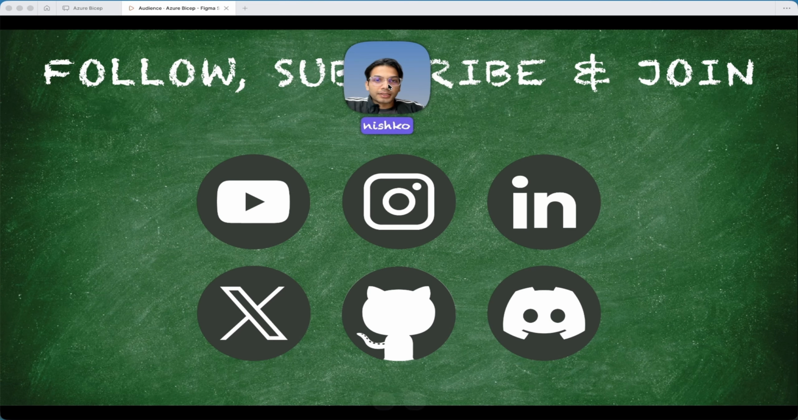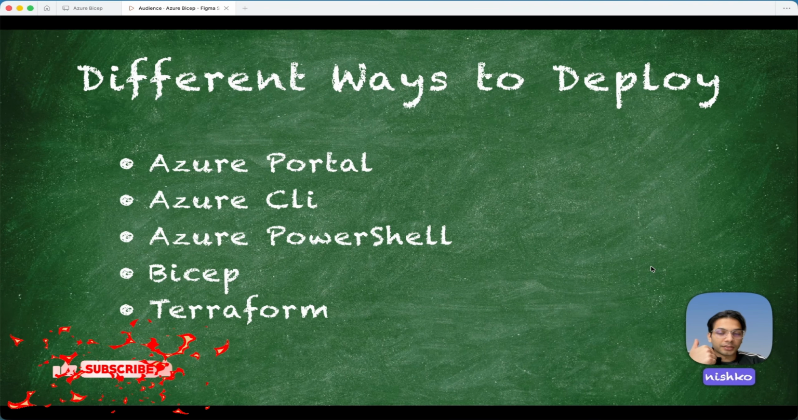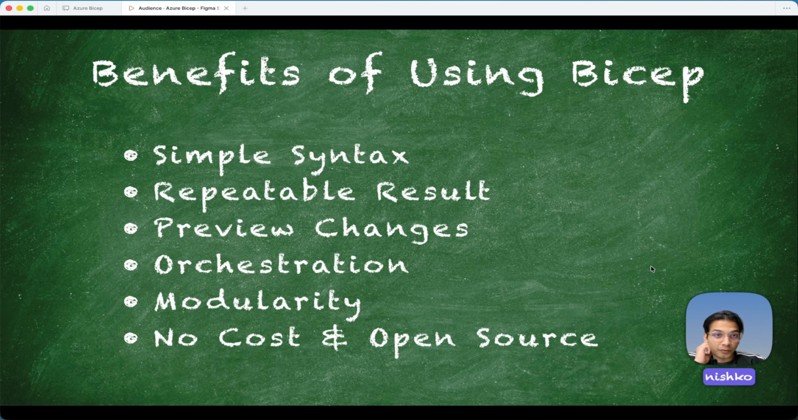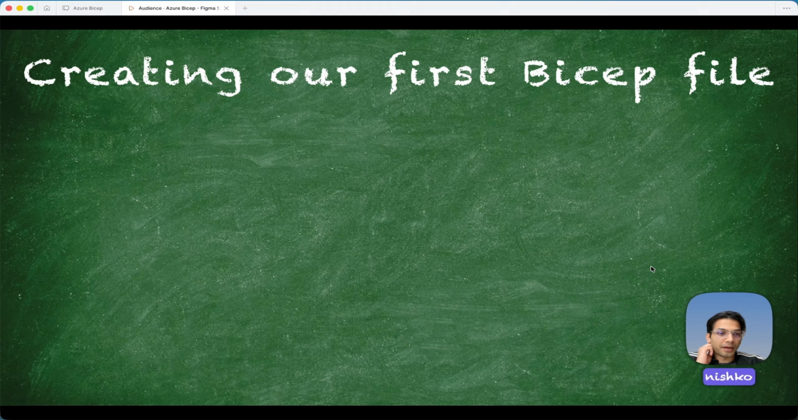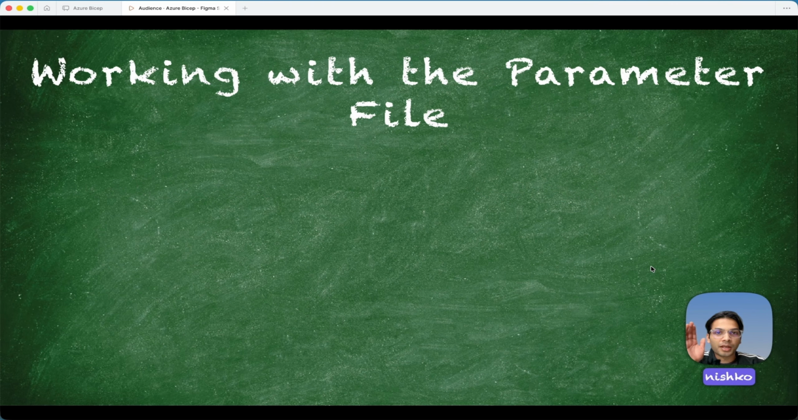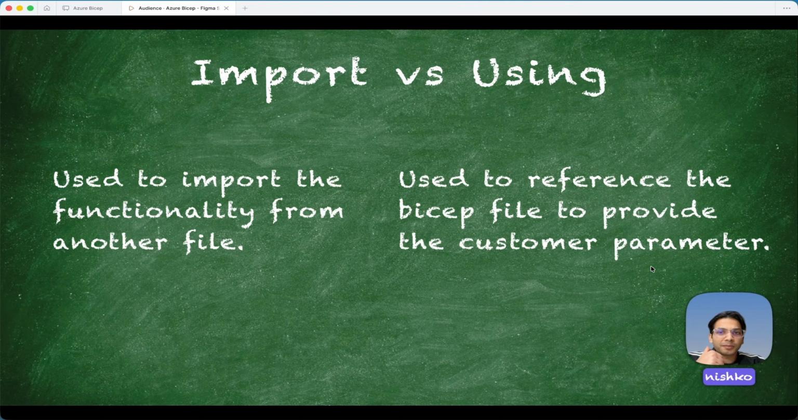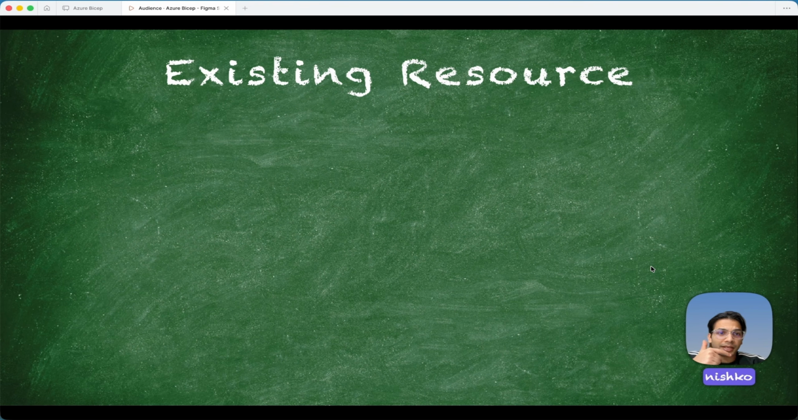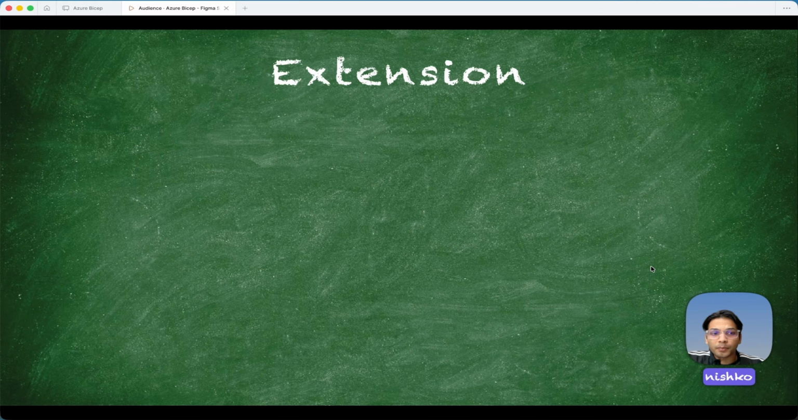All right, so I'll just quickly go over what we have been doing. We just started with Azure Bicep. We discussed the different ways to deploy things, benefits of using Bicep, Azure deployment scopes, resource providers and types, installing Bicep and writing our first Bicep file, how to deploy that Bicep file, the difference between resource name and deployment name, working with the parameter file, Bicep keywords, and Bicep data types. All these we have already covered. Then we discussed the difference between import and using, and user-defined types. Then in the last video, we discussed existing resources and the dependency keyword, and how they are used in writing infrastructure as code for your cloud infrastructure. Today, we will be discussing another important keyword called extension.